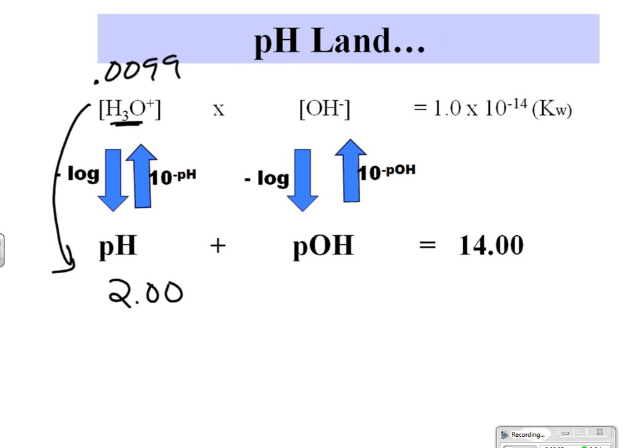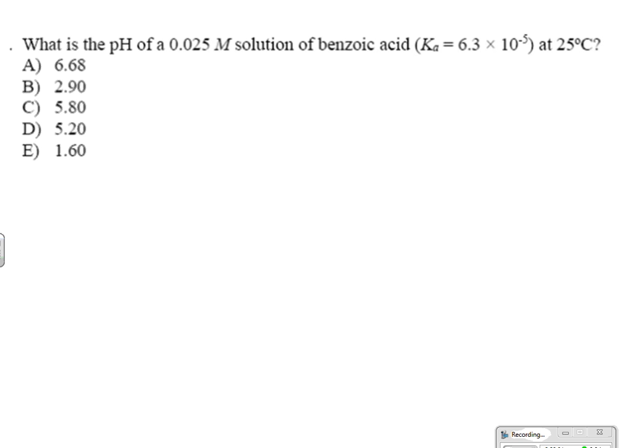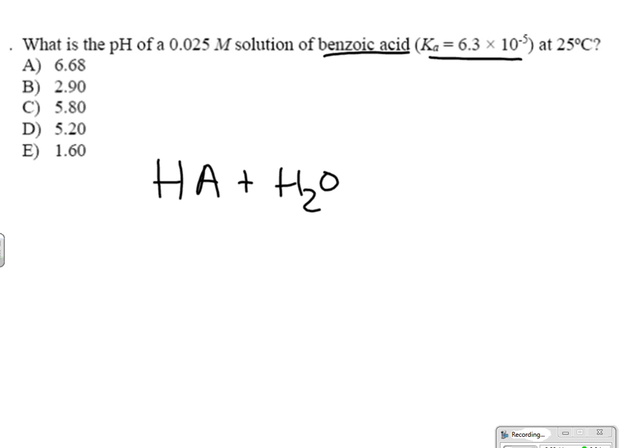So let's take a look at the next problem. What is the pH of a 0.025 molar solution of benzoic acid? They give me the Ka. I'm going to use the generic form of a weak acid. Instead of writing out the whole formula, I can just write HA, which represents the acid. It's going to react with water, double arrow, and I'm going to get H3O plus and A minus.